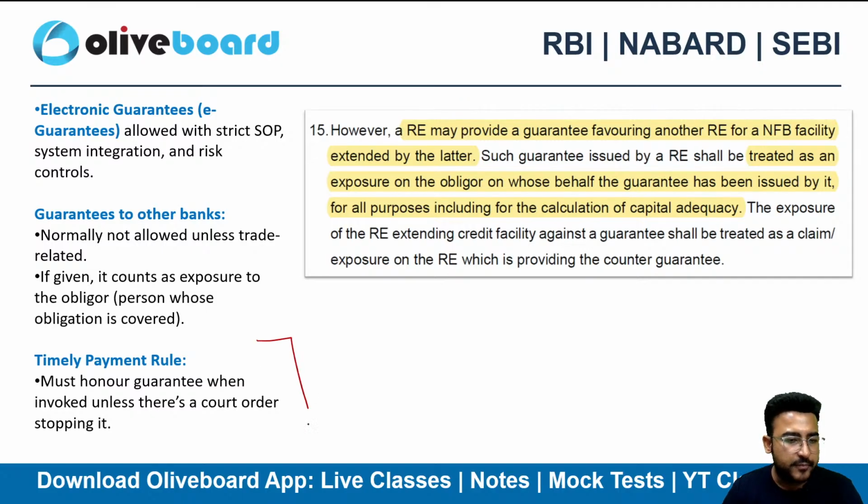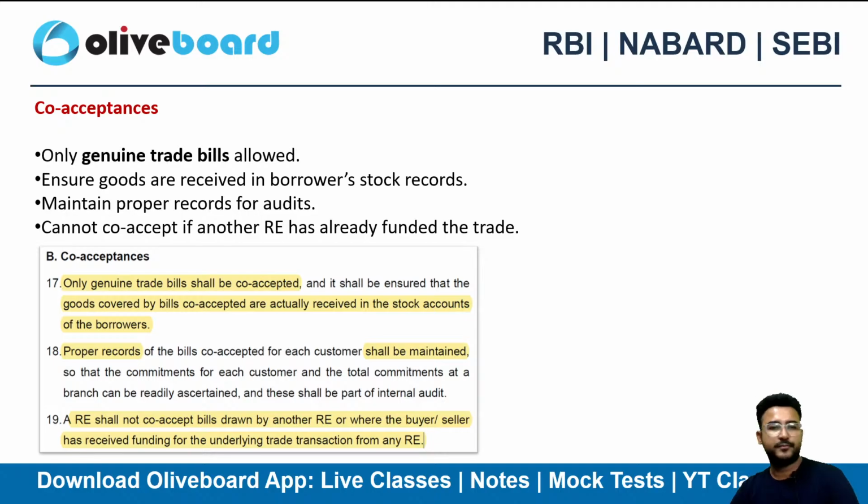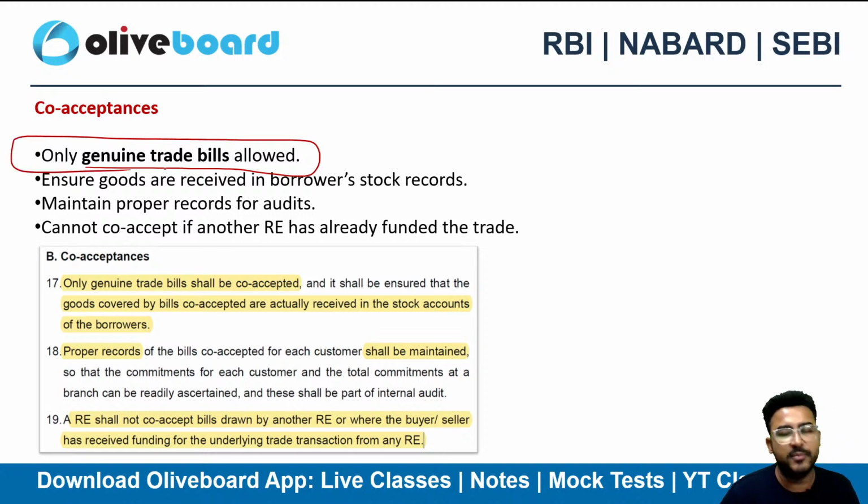Timely payment rule. If the guarantee is invoked, you need to pay it timely. Co-acceptance. Now only genuine trade bills will be allowed here.